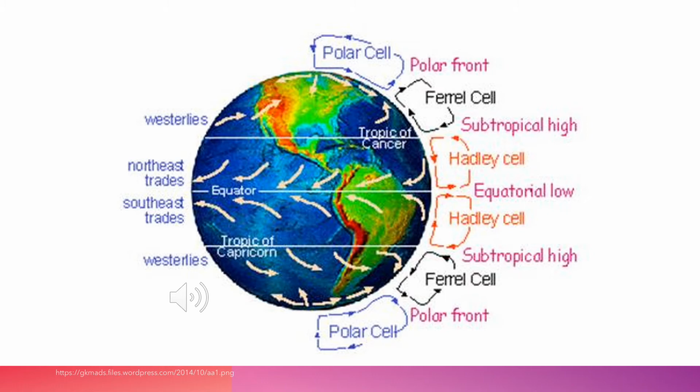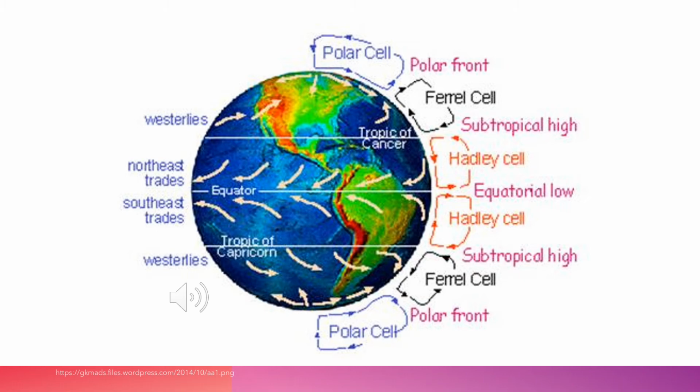The Coriolis effect. Wind moves in a straight line from areas of high pressure to low pressure, but it actually follows a curved path. The curving of the winds is caused by the rotation of the earth. This is called the Coriolis effect.